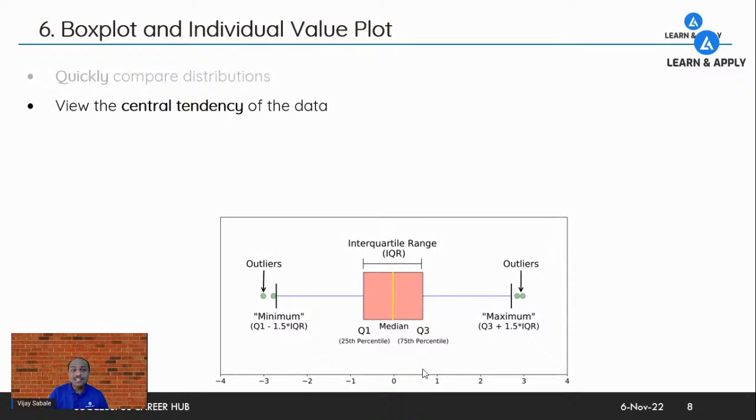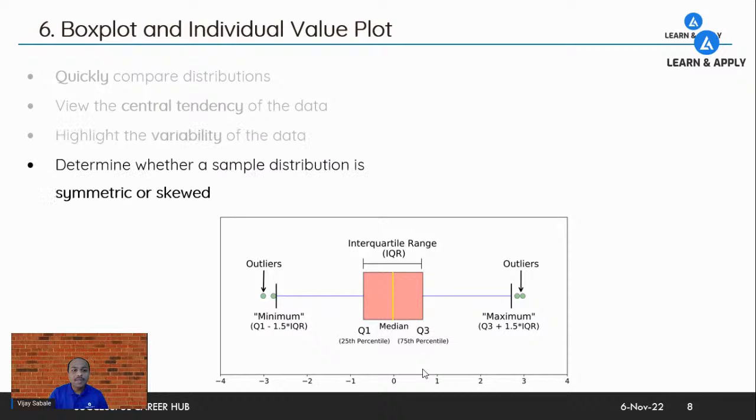It explains the central tendency of the data, similar to the histogram, but it gives you clarity on the 25% and 75% of the data that you have. This is also called the interquartile range. It highlights the variability of your data, what the distribution of your data is, and whether it is skewed or not.